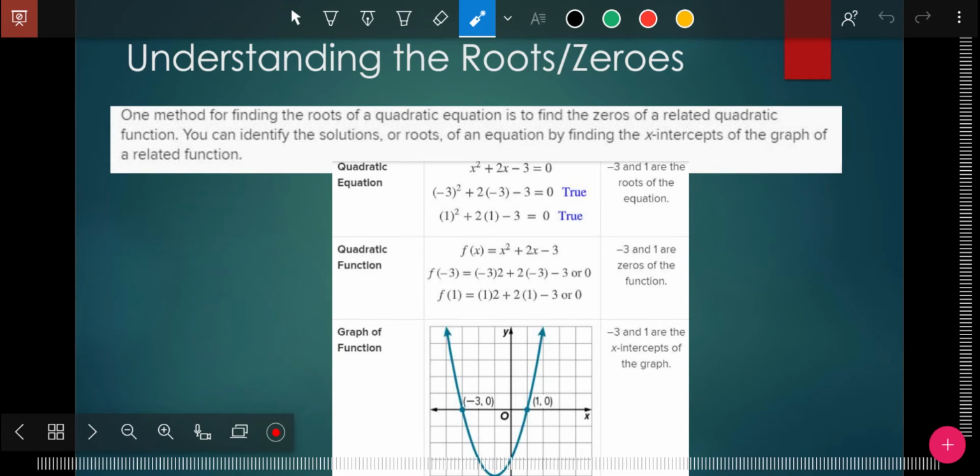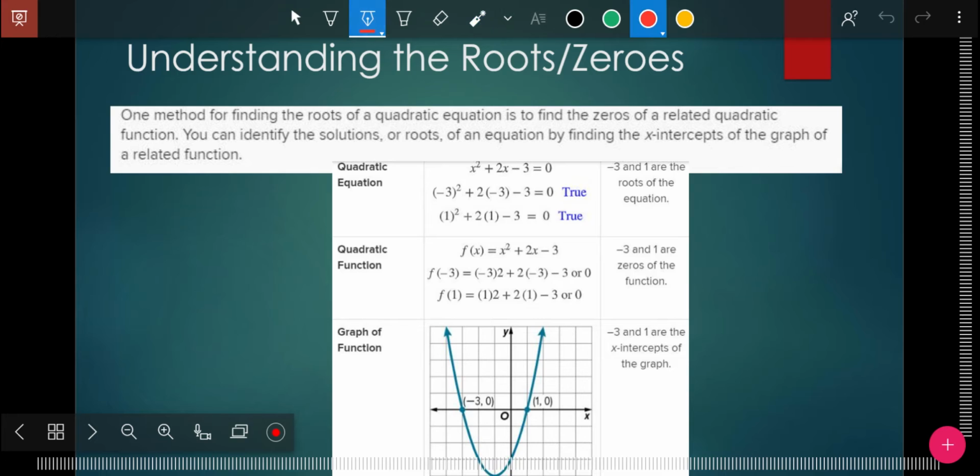And so the fundamental concept we need to understand today is that the solutions are the places where it crosses the x-axis. So in this case, (1, 0) and (negative 3, 0), or you could just say 1 and negative 3 are the answers, because they're the x-intercepts. They're a place where it crosses the x-axis.